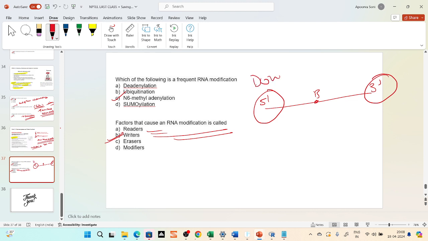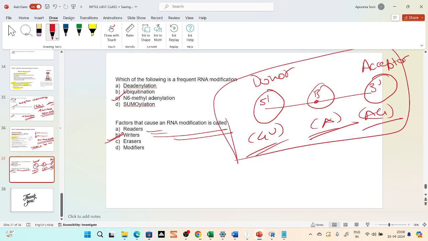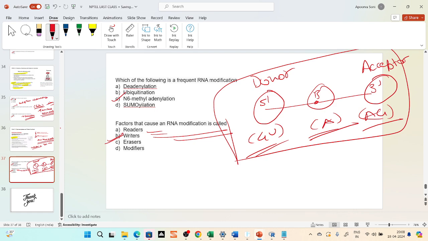This is your donor site. This is your acceptor site. And branch point which has an adenosine. This has GU. It has AG during splicing. So with this, we have completed the course.